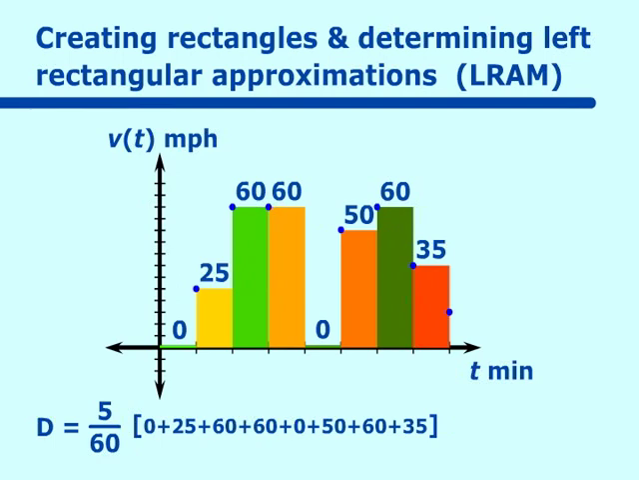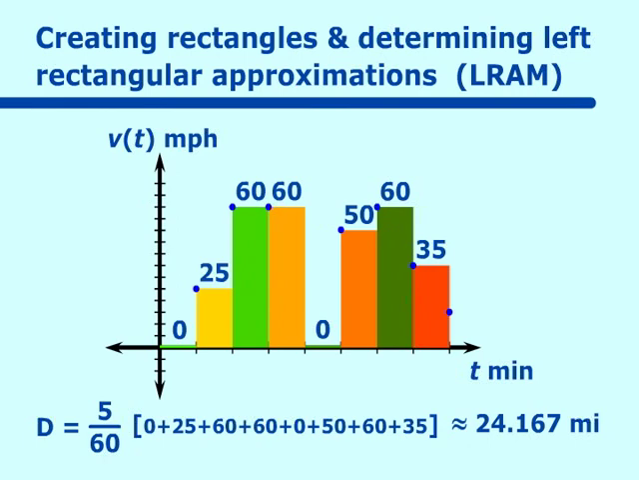And if I add all of those together and multiply it by 1/12, I should get 24.167 miles. So during my 40 minutes, I traveled approximately 24 miles, doing it left rectangular approximation method.